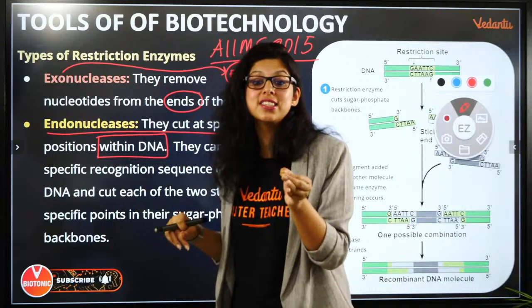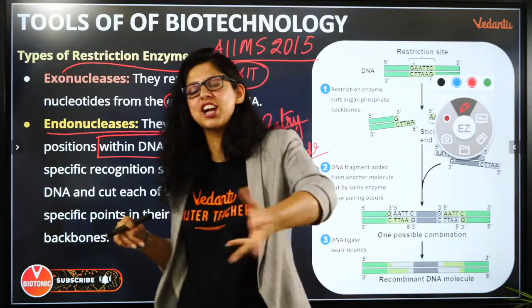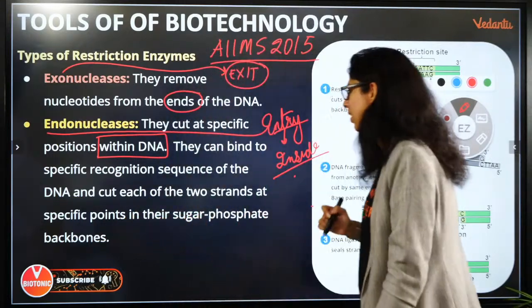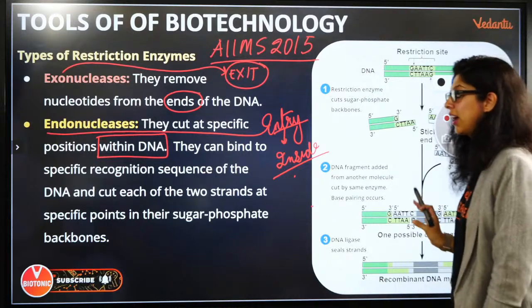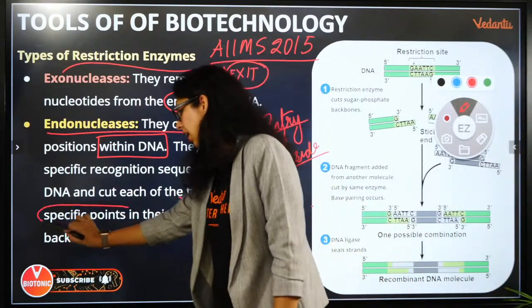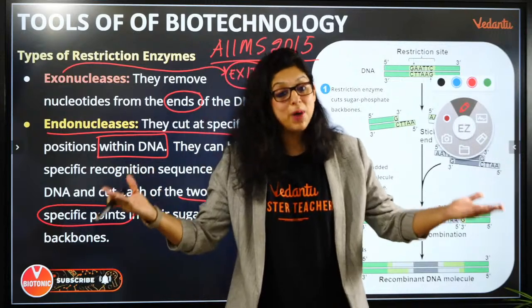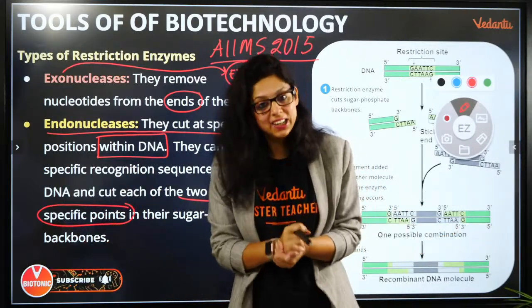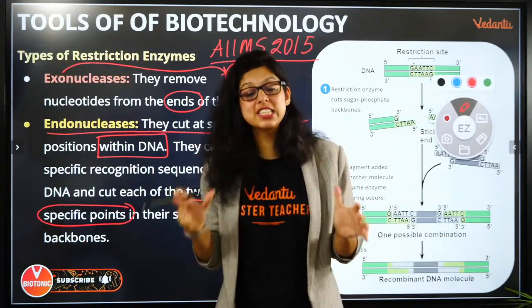Right? Cheat sheets are coming, tomorrow in the cheat sheet you will get all the scientists, all the history, everything. Don't worry. They can bind to specific recognition sequences of the DNA, and cut both strands at specific points, which I keep saying because the specific points are palindromes. Done, everybody? So first is concept.